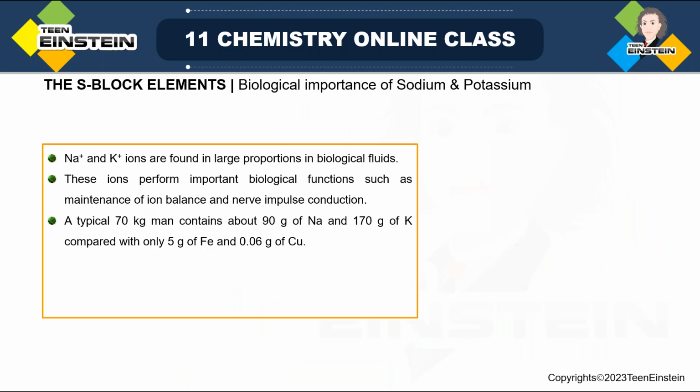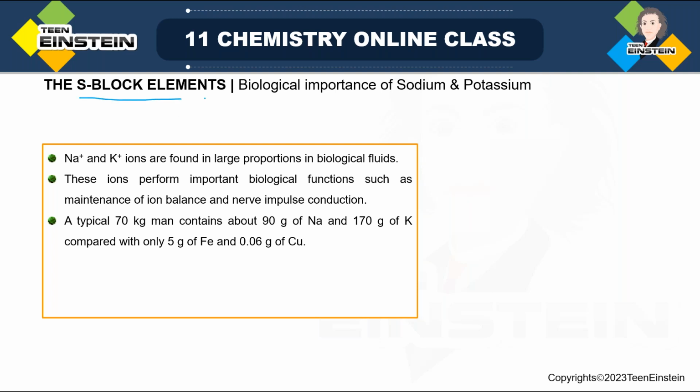So after finishing all the sodium related compounds, a total of 5 to 6 compounds we have discussed. First, we have seen the properties section, then the preparation section. The second section is properties, and the third section is the application part. Now, the biological importance of sodium and potassium.